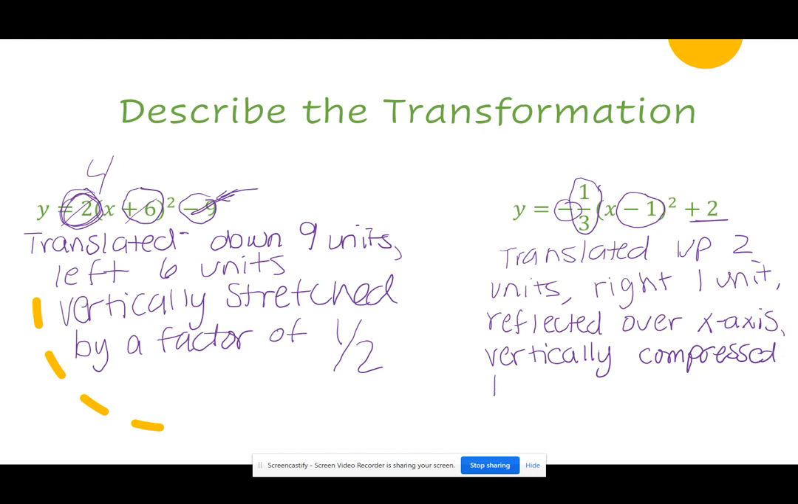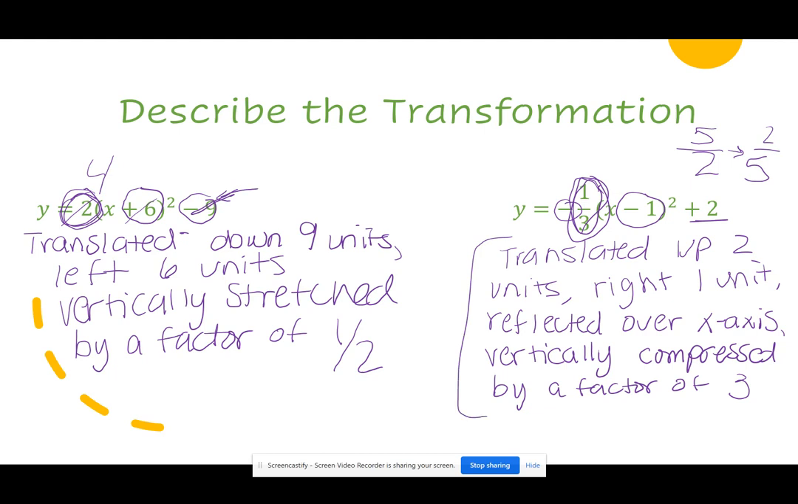Always, once again, say by a factor of. And it's always, once again, by the reciprocal for this as well. So since it's 1/3, it's by a factor of 3. So if it said by a factor of, let's just say 5/2, you would flip it and it would be 2/5 instead. So you can write these in any order. It doesn't matter, just make sure you hit all of them.